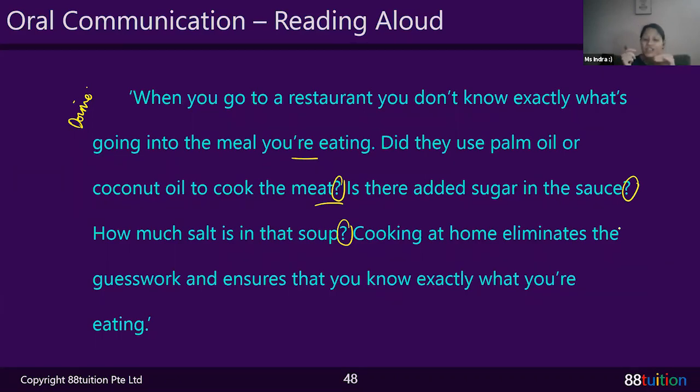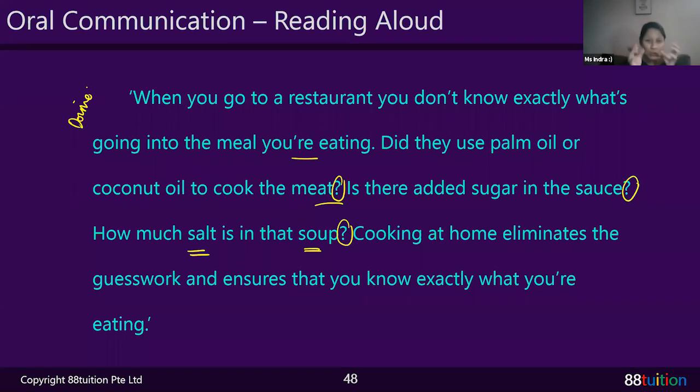Is there added sugar in the sauce? How much salt is in that soup? All these words actually test your S consonants, to make sure that you don't have the SH sound, because sometimes students, in their haste, are very eager to read, very enthusiastic. They will go, how much salt is in that soup? So you can hear the SH, but actually there's no SH. How much salt is in that soup?